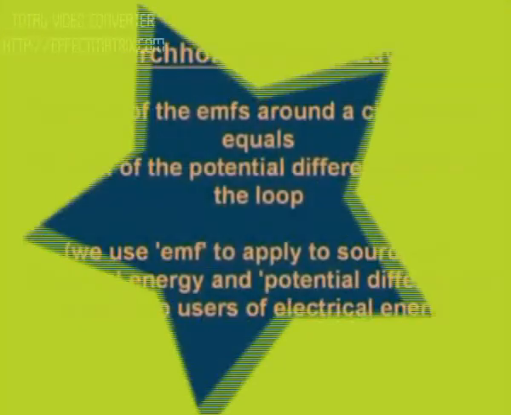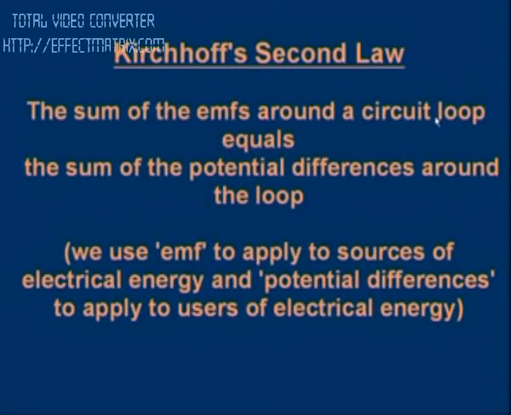Around a circuit loop, in case you've got more than one cell, the sum of the EMFs equals the sum of the potential differences around the loop. And when we use EMF and potential difference in this definition, we're using EMF to apply to sources of electrical energy, and potential differences apply to the things in the circuit that use electrical energy. You may want to watch the lesson on voltage and EMF if you're not clear about that.